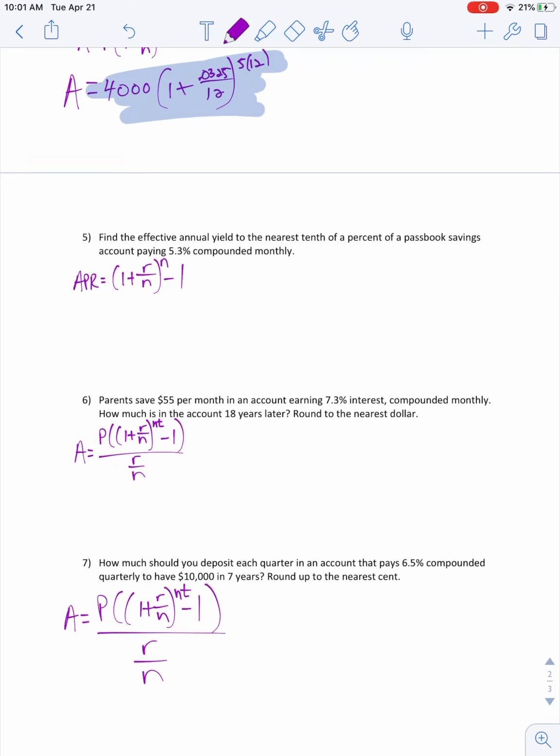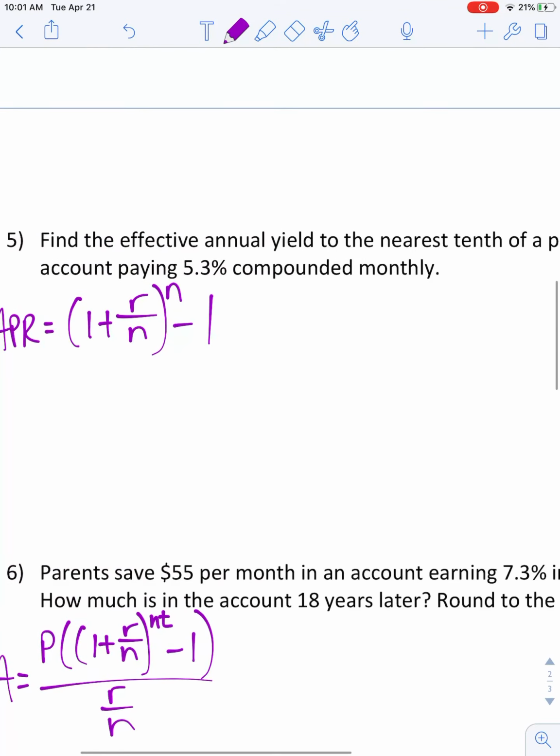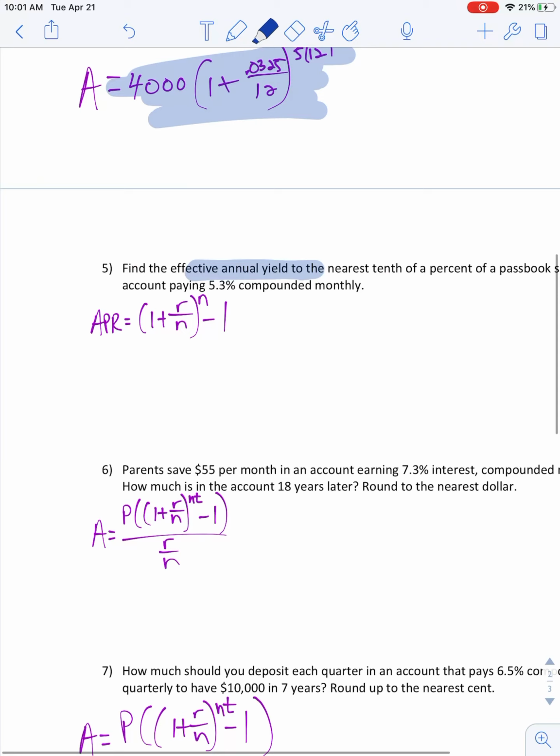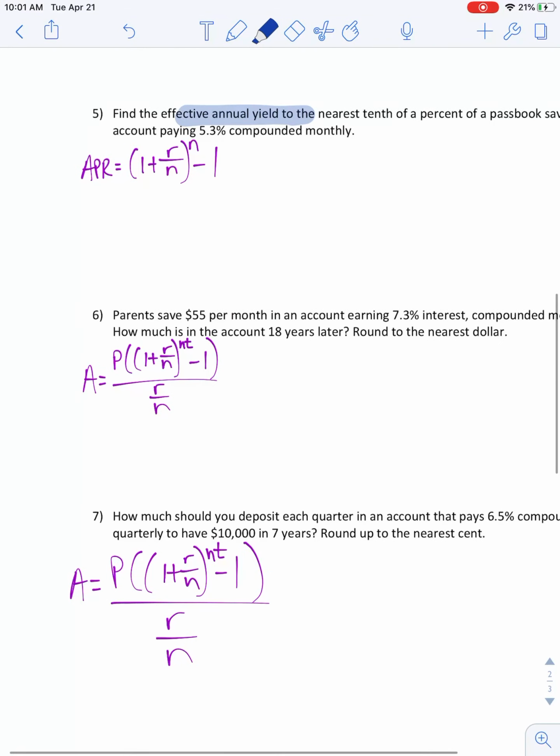Number 5, remember, it says annual yield. There's only one time you're going to use this formula. It's when it literally says annual yield. So you just plug everything in there. I'm going to skip that one. It's the only time you're going to use that formula. Remember, we don't use that formula that much.